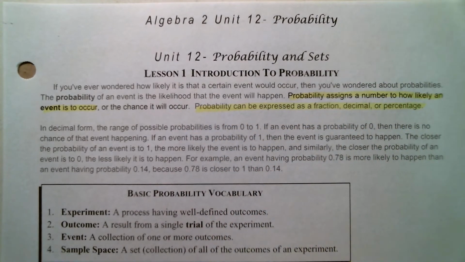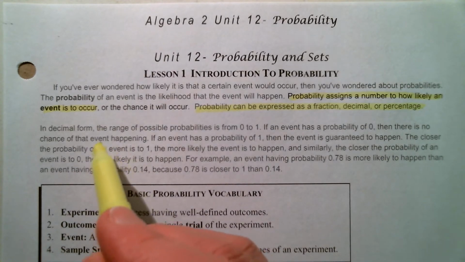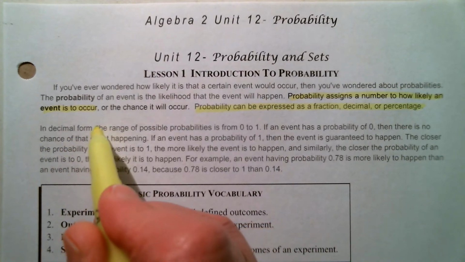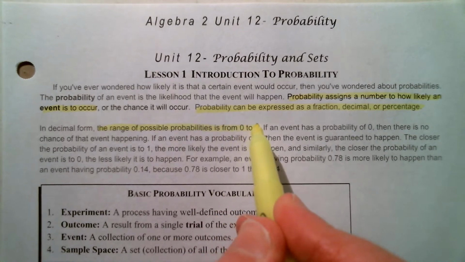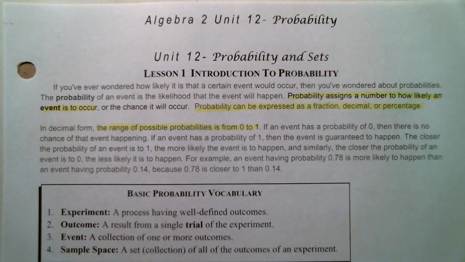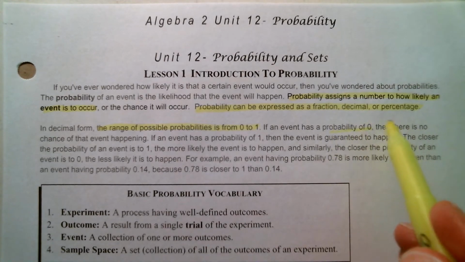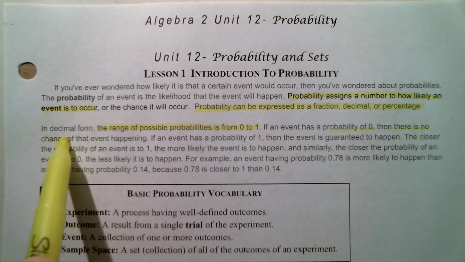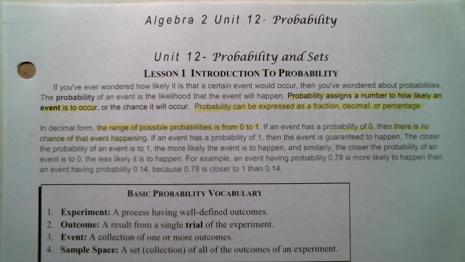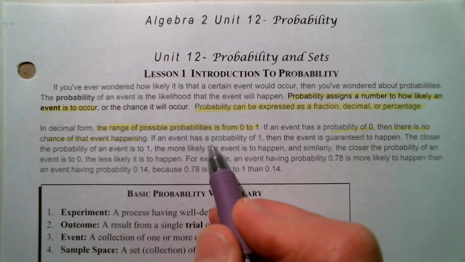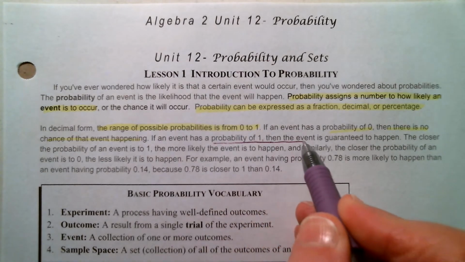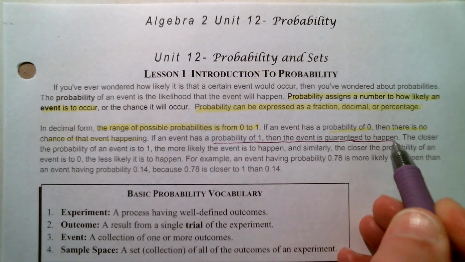In decimal form, the range of probabilities is from 0 to 1. That's inclusive. If an event has a probability of 0, then there is no chance of that event happening. I'm going to switch to a pen. If an event has a probability of 1, then the event is guaranteed or is certain to happen.